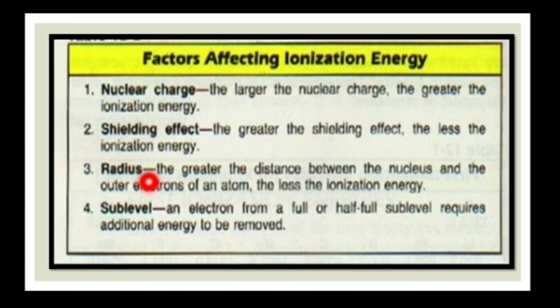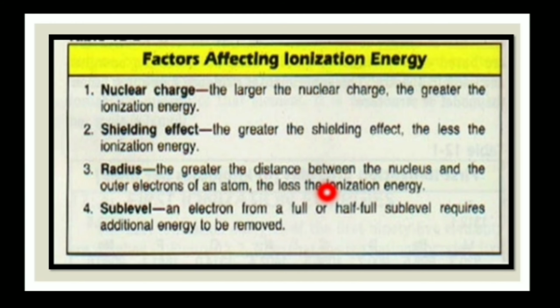Radius. It is also called the atomic radius or the atomic size. The greater the distance between the nucleus and the outermost electrons of an atom, the lesser the ionization energy. How is it? Going from top to bottom down the group, the number of shells increases, so the distance between the nucleus and the outermost shell becomes greater.